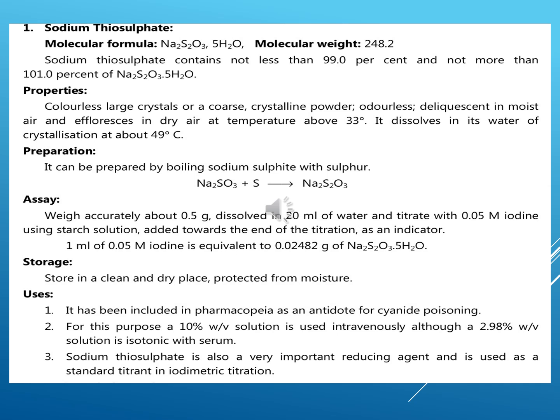Uses: it has been included in the pharmacopoeia as an antidote for cyanide poisoning. For this purpose, a 10% weight by volume solution is used intravenously, though a 2.98% weight by volume solution is isotonic with serum. Sodium thiosulfate is also a very important reducing agent and is used as a standard titrant in iodometric titration.